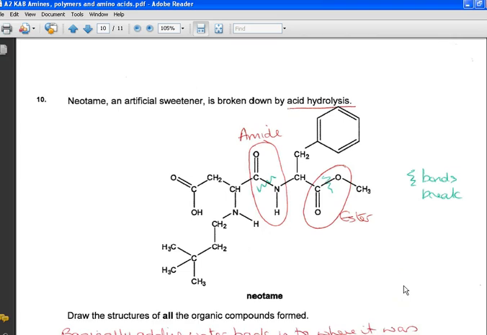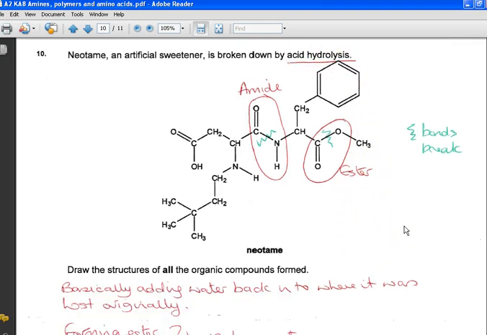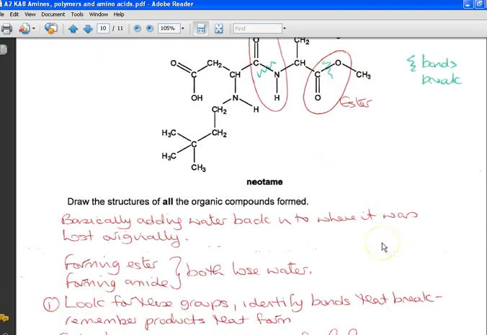This question was not answered well at all, and I think it's because the molecule just looks horrible. And I did say this to you in class, that they will give you horrible looking molecules, but you have to be able to recognize the functional group, the bit that's actually important. So this is about acid hydrolysis in relation to amides and esters. And acid hydrolysis is where you're basically putting back water where it was lost. So when this ester link was formed, we lost water, so we're going to put the water back. That's all you're doing.